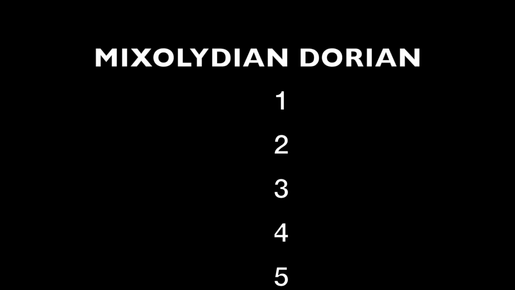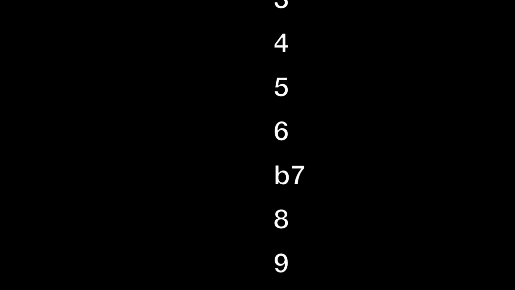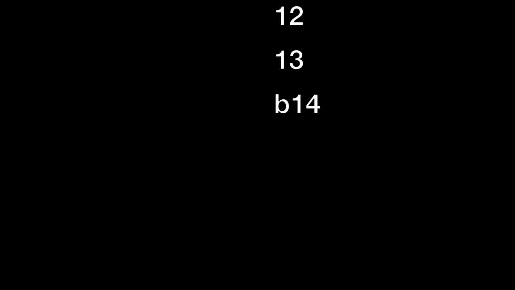For example, the 2-octave scale Mixolydian Dorian, the spelling of the scale being 1, 2, 3, 4, 5, 6, flat 7, 8, 9, flat 10, 11, 12, 13, flat 14. One should ask, are these scales particularly common, or are they rather just a mental exercise? The answer is simply that they are very common.